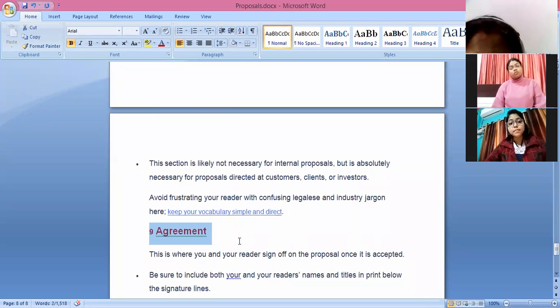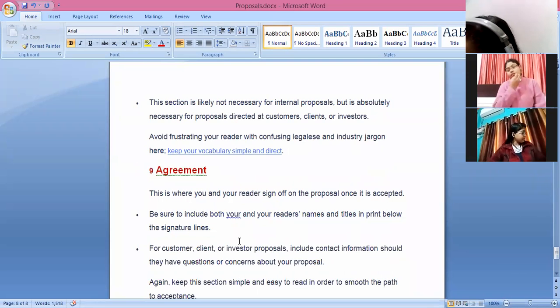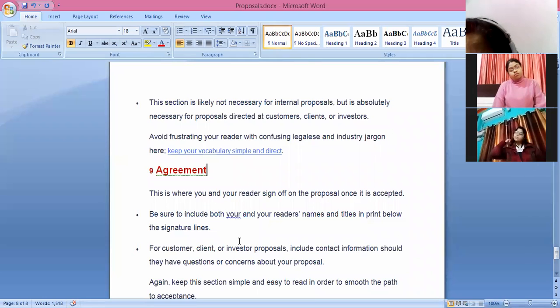Now the agreement. This is where you and your readers sign off on a proposal once it is accepted. It is a big event. If you have given the proposal and the presentation, and if it is accepted, this is a huge success because it means business, no? It means business.